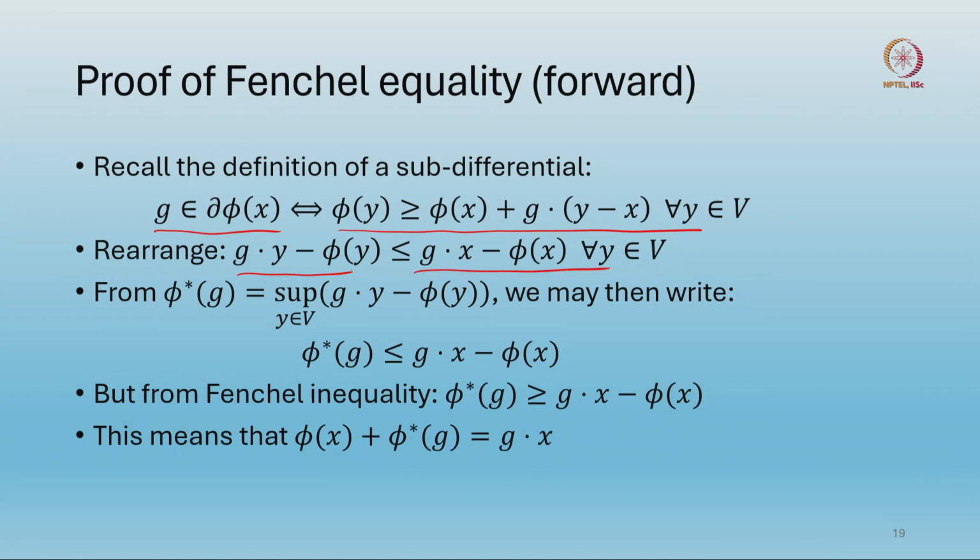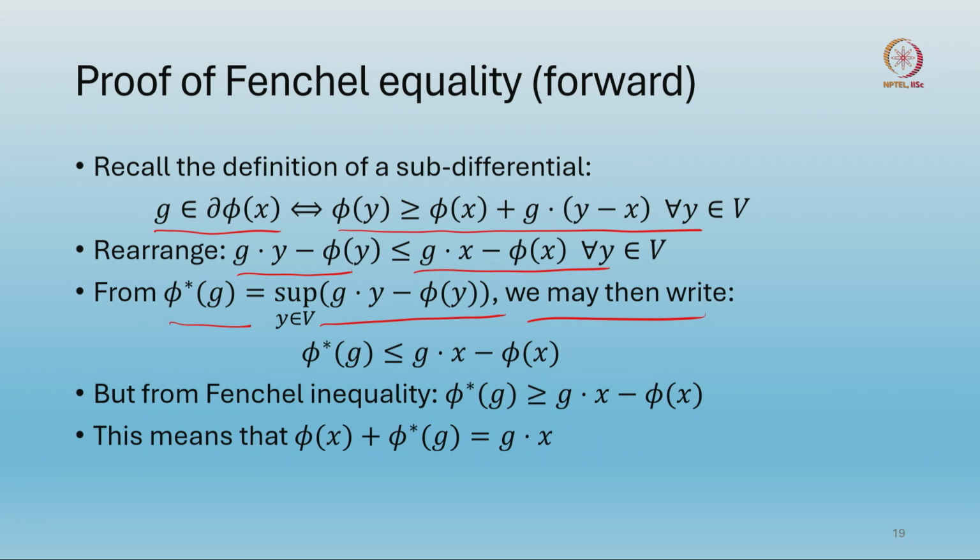Now this is one inequality that we got. But from phi star G's definition, which is the supremum of Gy minus phi y over all y, we may write that phi star G must be less than or equal to Gx minus phi x. And why is it so?